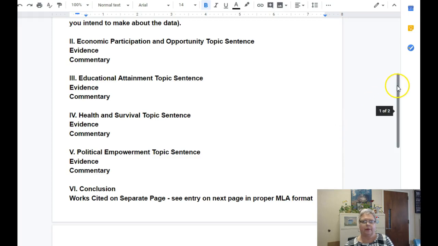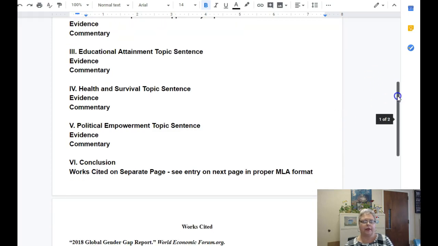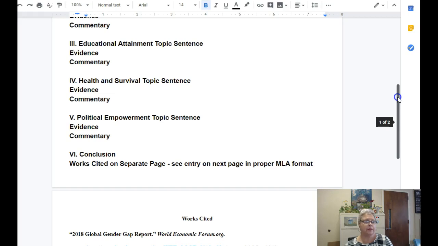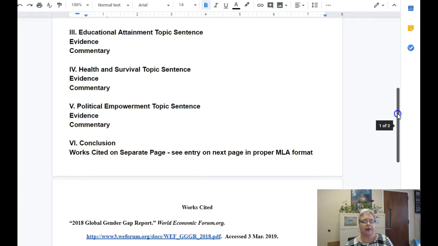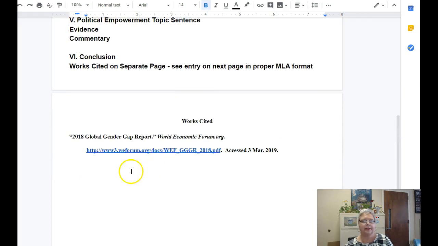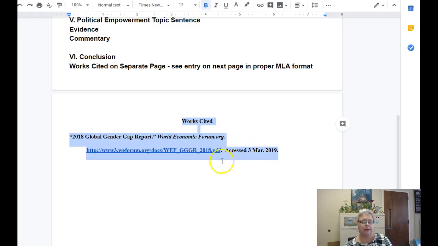And then you'll have a conclusion and works cited on a separate page. It also works better if you insert a page break after your last sentence of your conclusion paragraph to get your works cited on a separate page. And then this is the accurate works cited entry, double line spaced, hanging indent, and everything. So if you wanted to just copy and paste this whole entry here into your document as your works cited page, that would be correct.